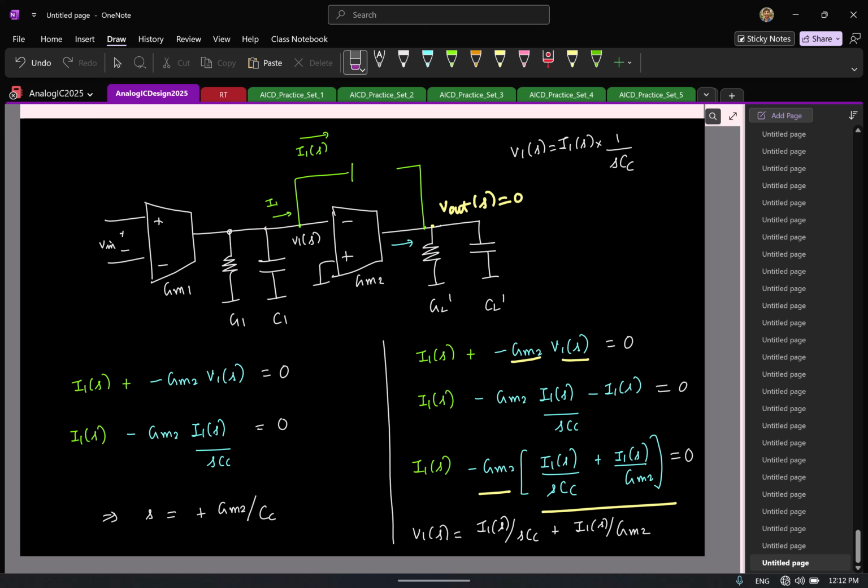So all I have to do is the following. I don't just have a capacitor now. In addition to this, I go and put a resistor. I'll call it RC, whose value is 1 by GM. Okay. If I do this, now it is clear the equation will get satisfied only for S tending to infinity. So we would have eliminated the RHP 0.